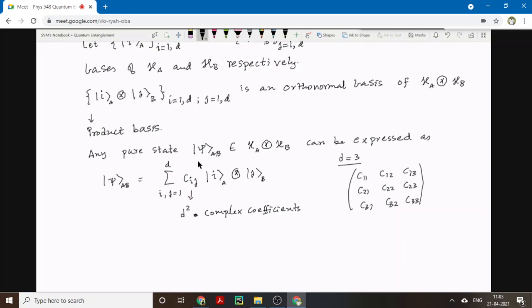And you can say that they constitute a matrix C. What is C? Whose elements are like I have written down here. For d equal to 3, my example is C matrix is given by this. Okay, so this much is clear, right?